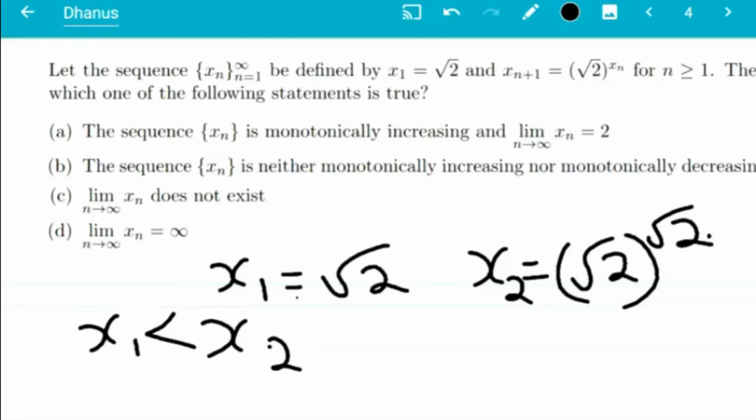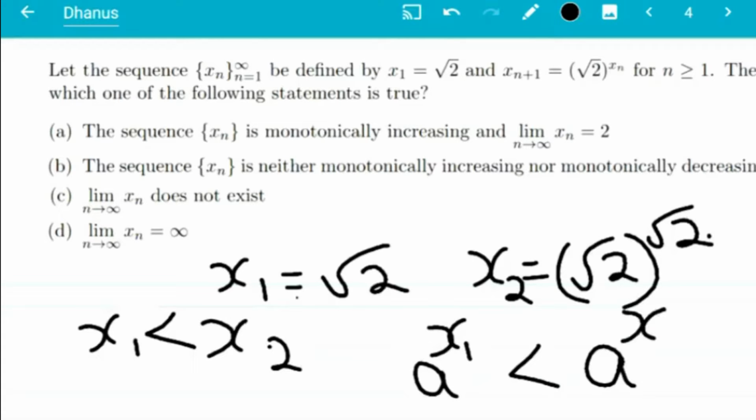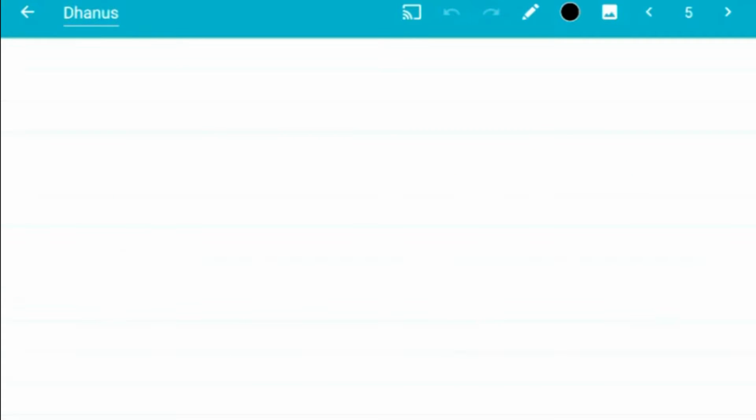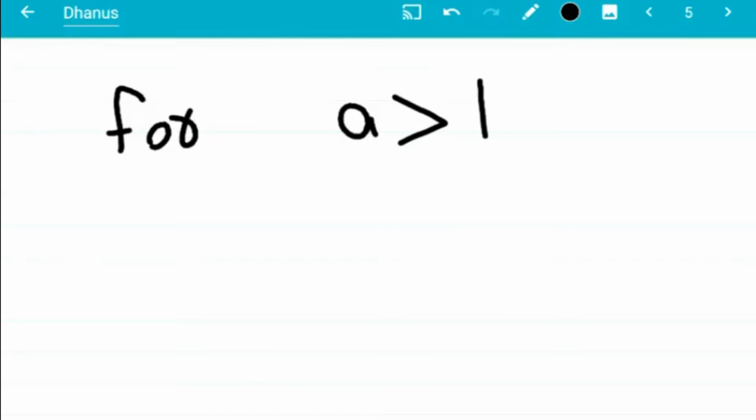Now we got x1 less than x2. We can either use induction or we can directly say this, because this is a competitive exam. No need to waste your time doing all the steps. Try to do it with a few steps, whatever is possible. And x1 less than x2, we know one thing: a raised to x1 is less than a raised to x2 for a greater than 1.